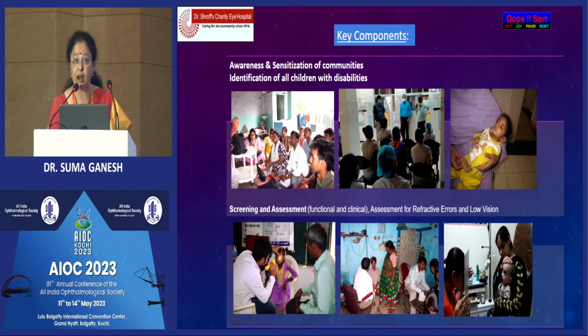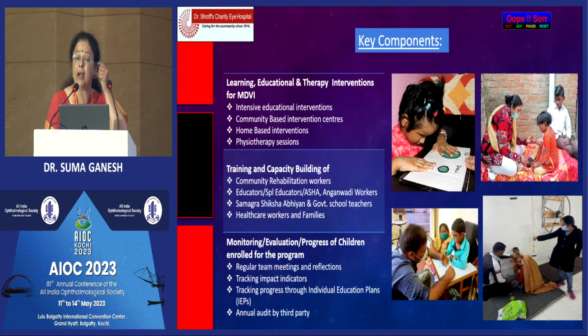There are a lot of grant funds available. We need to screen and assess them. There are CBR workers who have been trained by CBM and Perkins, and we need to help them with learning, educational and therapy interventions. There are a lot of facilities given by the government. There is training and capacity building for community rehabilitation workers. There is also Sarva Shiksha Abhiyan and Samagra Shiksha Abhiyan, which are working on these children, and they are willing to give them disability certificates and help them with providing appliances, because that is the problem with these children, that they require appliances. So we need to help them with that.